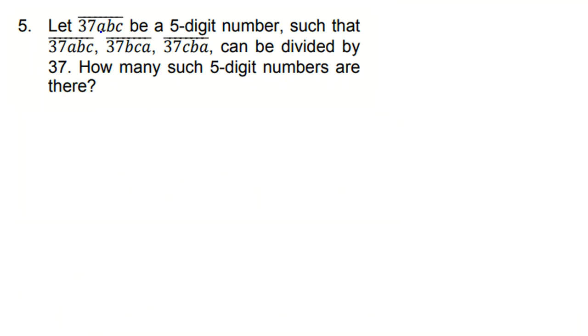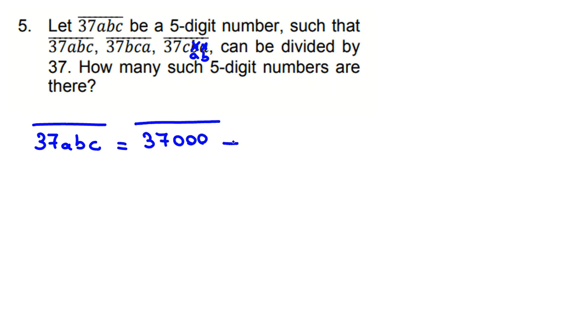It says let 37ABC be a 5-digit number such that 37ABC, 37BCA, 37CAB can be divided by 37. It is CAB, and if you also see the solution, it was right, CAB. How many such 5-digit numbers are there? Okay. So when we have 37ABC and it is a multiple of 37, we can write it as 37,000 plus ABC. And mod 37, it is ABC.